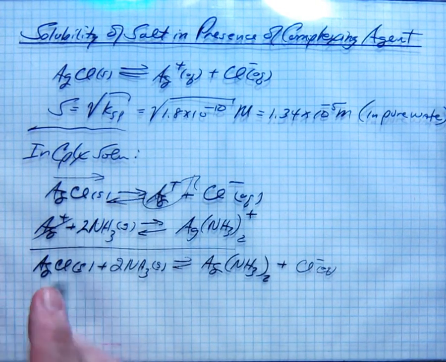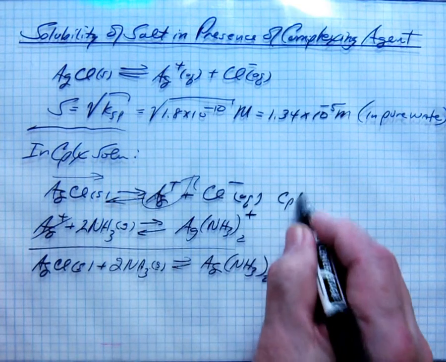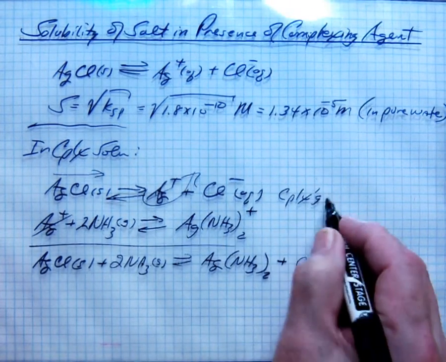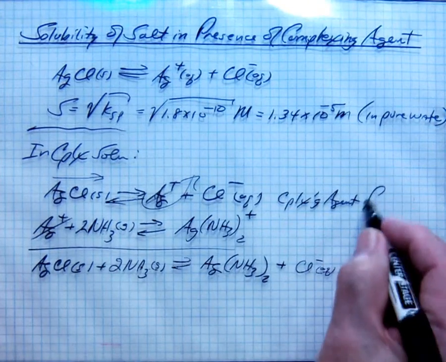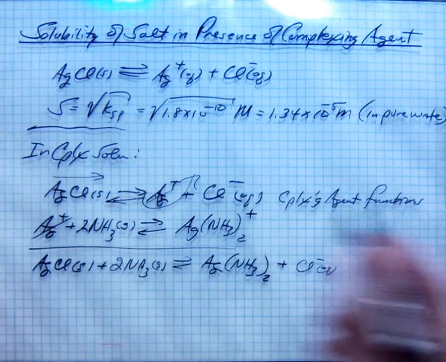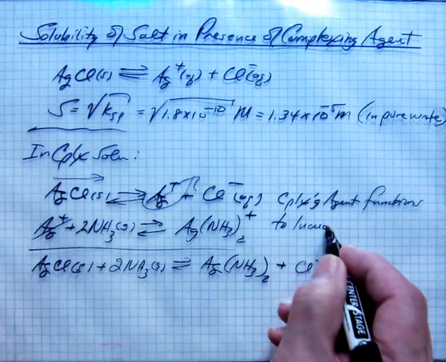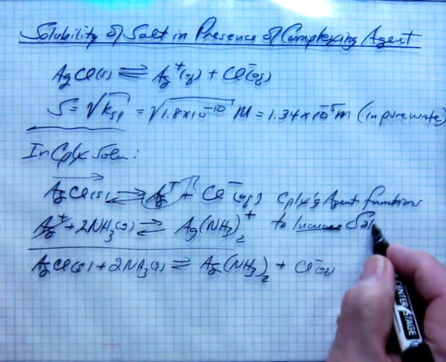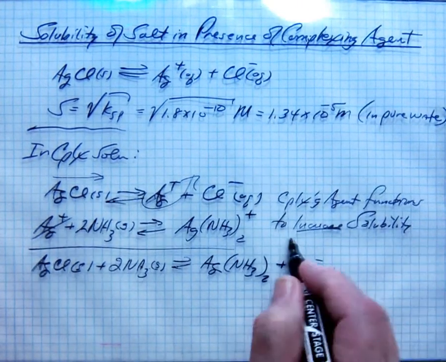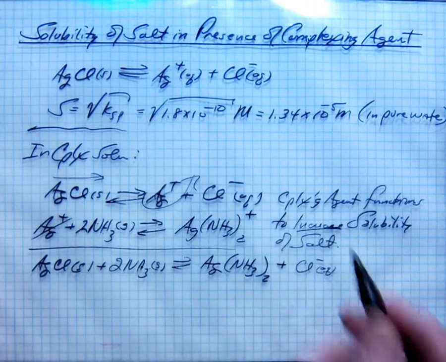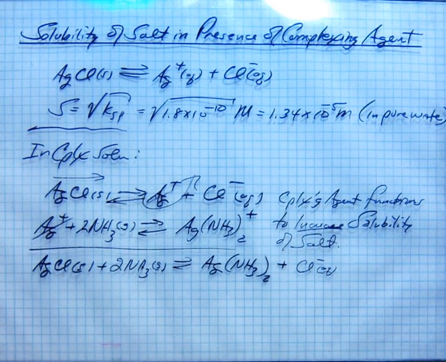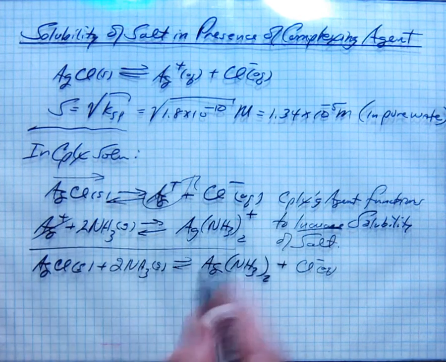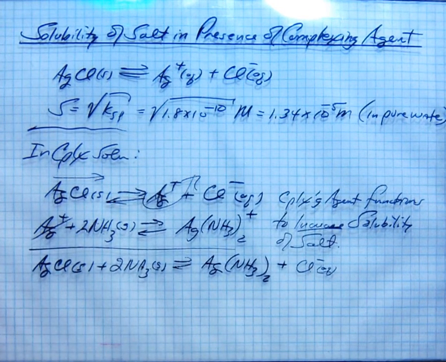So the complexing agent functions to increase solubility of a salt by forming the complex structure and removing one of the ions from the equilibrium, therefore making more salt shift to the right by Le Chatelier's principle and so forth.